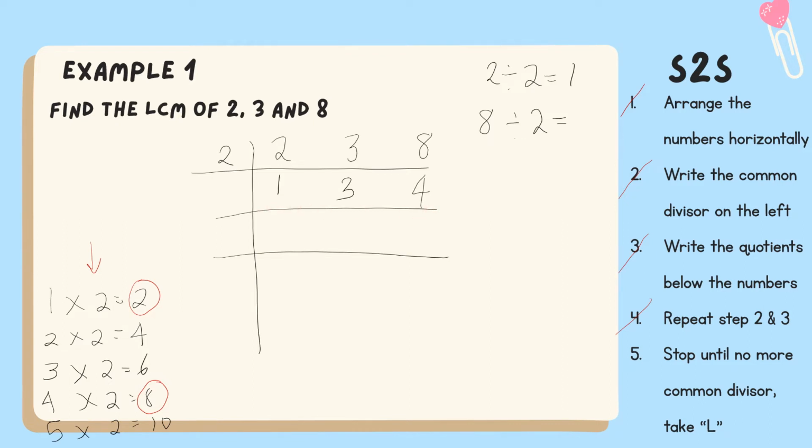Yes, your L can be as short. So these are the numbers. So the answer is 2 times 1 times 3 times 4. Oops, sorry, it should be times. So the answer is 2 times 1 is 2, 2 times 3 is 6, 6 times 4 is 24. So the answer is 24.